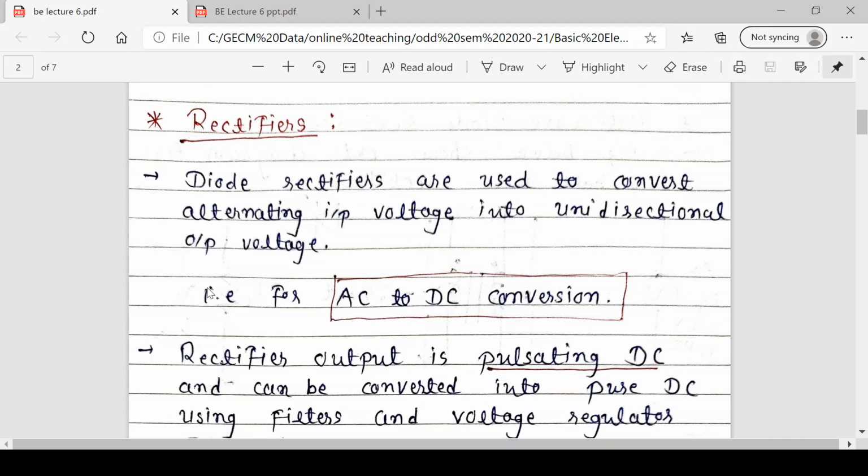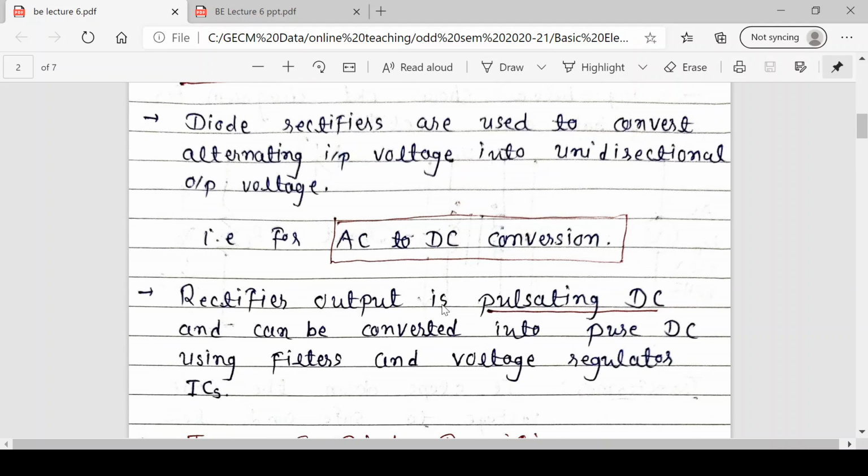But the problem with rectifier is rectifier output will never be pure DC, it is pulsating DC. So if you want to convert it into pure DC, you require filter circuits as well as voltage regulator ICs. As you know, Zener as a voltage regulator, so there are some ICs using Zener diode which can be used to regulate the output DC voltage. So that means rectifier output will be pulsating DC, but you can convert it into pure DC by using filter circuits and voltage regulator ICs.